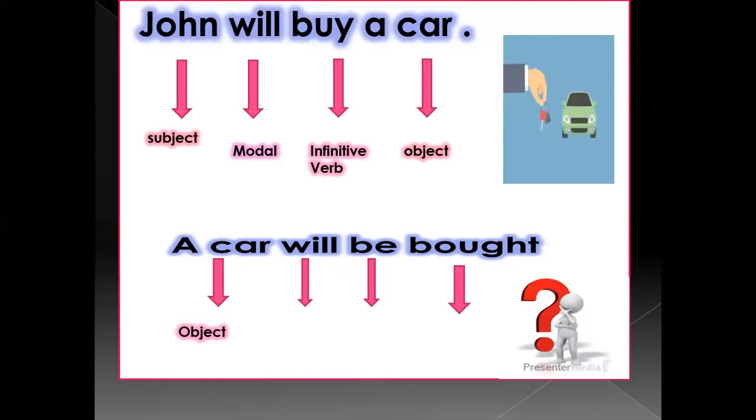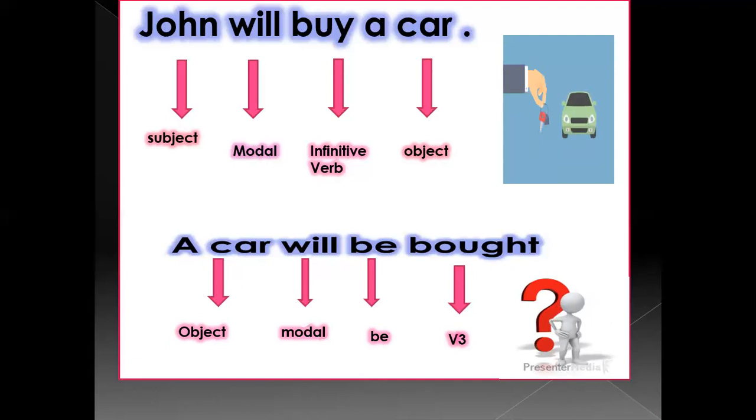A car will, which is the modal, be bought. Bought is the third form, or the past participle form of the verb, which is verb 3. Okay, so in these two sentences, you will learn that the first structure is an active structure in English. Any sentence that starts with the subject is an active sentence. Any sentence that starts with the object, like the second sentence, a car will be bought, is a passive voice sentence.